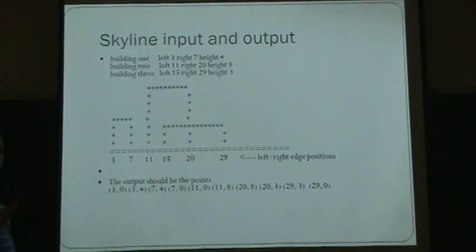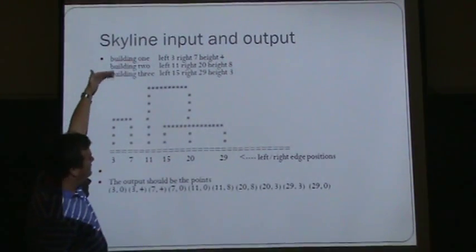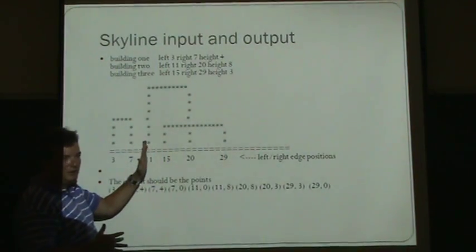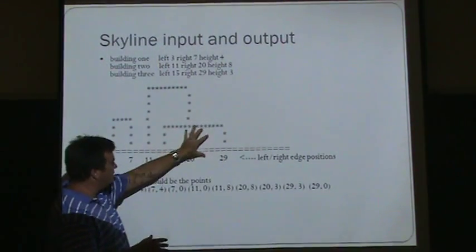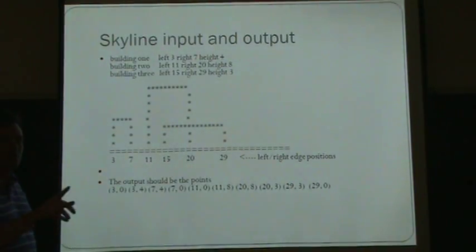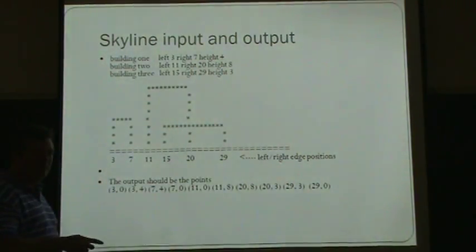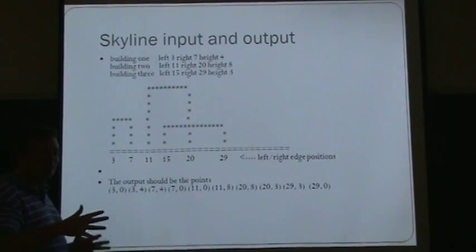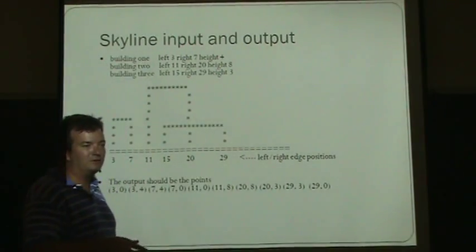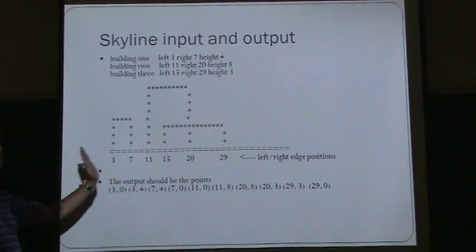First of all, the buildings coming in are not necessarily guaranteed to be in order from left to right. I could give you this building first, then this building. So what's the first step you have to do? Because you want to go from left to right. I'm giving you stuff in random order, you need them in a particular order. What do you gotta do? Sort them. You sort the buildings from left to right.